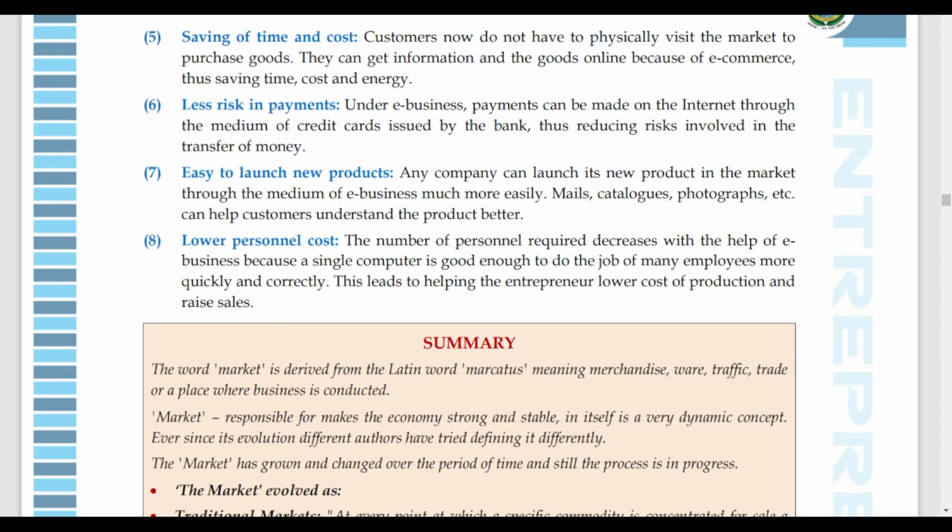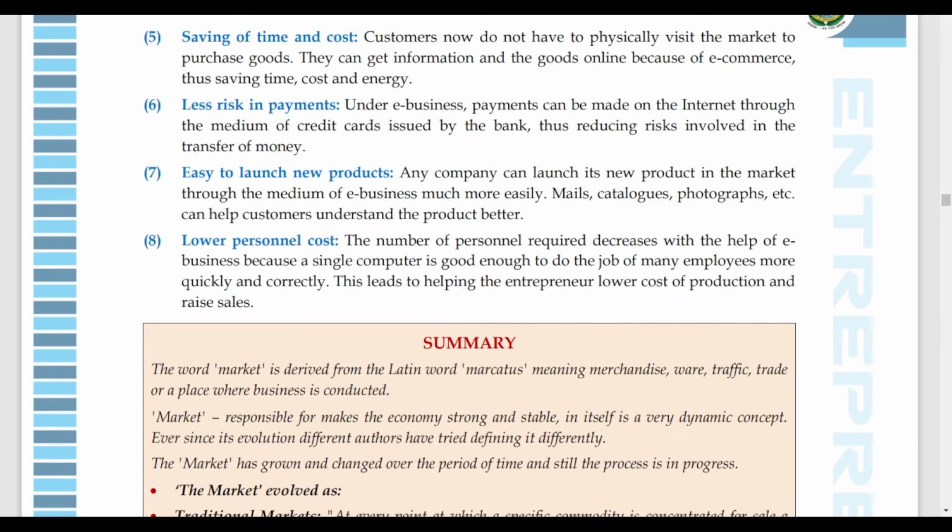Number 5. Saving of time and cost. Customers now do not have to physically visit the market to purchase goods. They can get information and the goods online because of e-commerce, thus saving time, cost and energy. Less risk in payments. Under e-business, payments can be made on the internet through the medium of credit cards issued by the bank, thus reducing risks involved in the transfer of money.